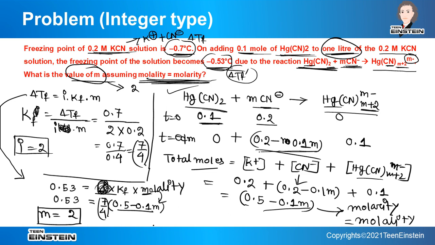That means it is also equal to molality, because this condition is given. So we are directly using the equation delta Tf equals Kf times m. We are not using i here.